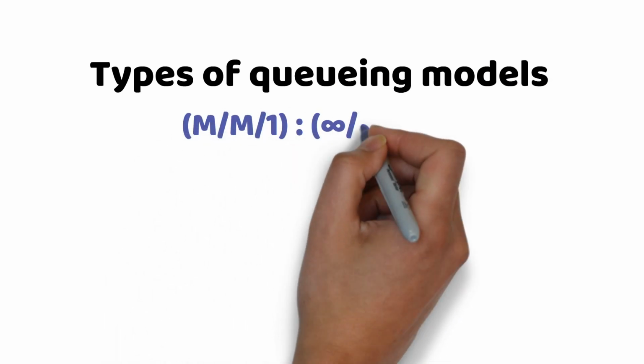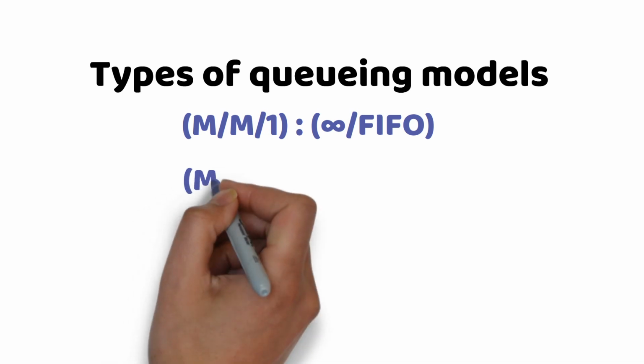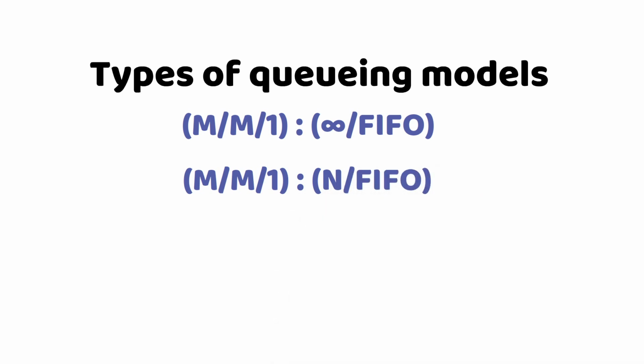M/M/1/infinity/FIFO. It means Poisson distribution for arrival, exponential distribution for service time, one server, infinite capacity of the system, and service discipline is first in first out. M/M/1/N/FIFO. It means Poisson distribution for arrival, exponential distribution for service time, one server, finite capacity of the system, and service discipline is first in first out.